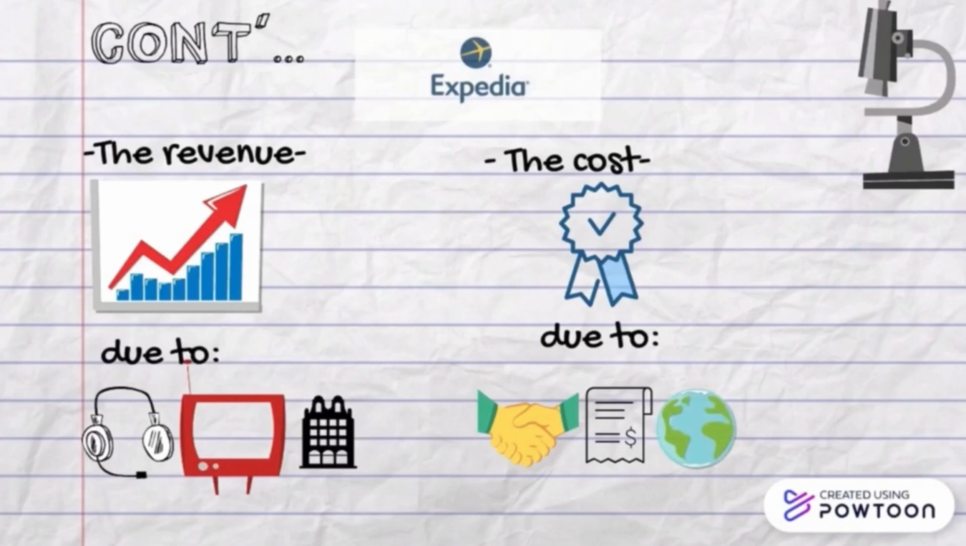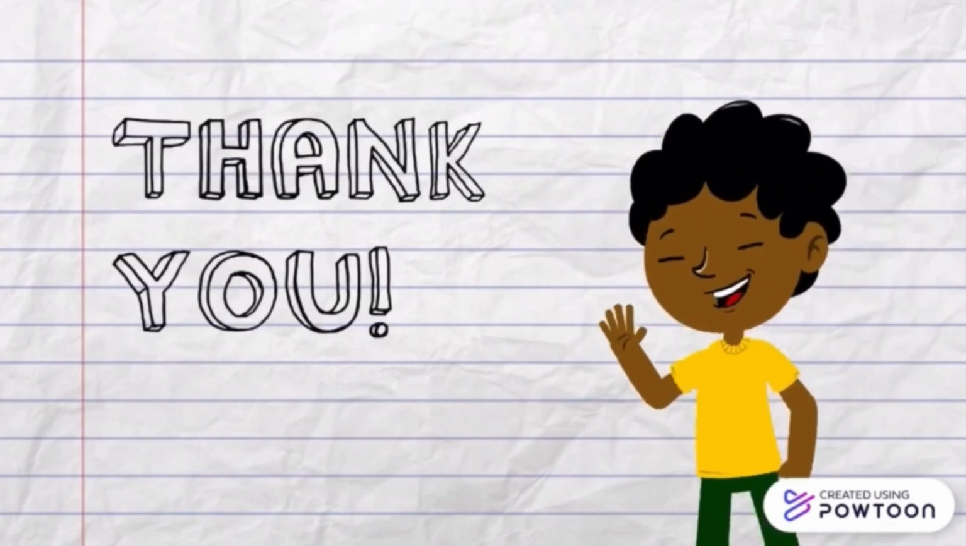Finally, Expedia has a variety of key resources. There are more than 880,000 hotels across 200 countries, more than 2 million alternative accommodations, and over 500 airlines joined in Expedia. That's all for the conclusion.